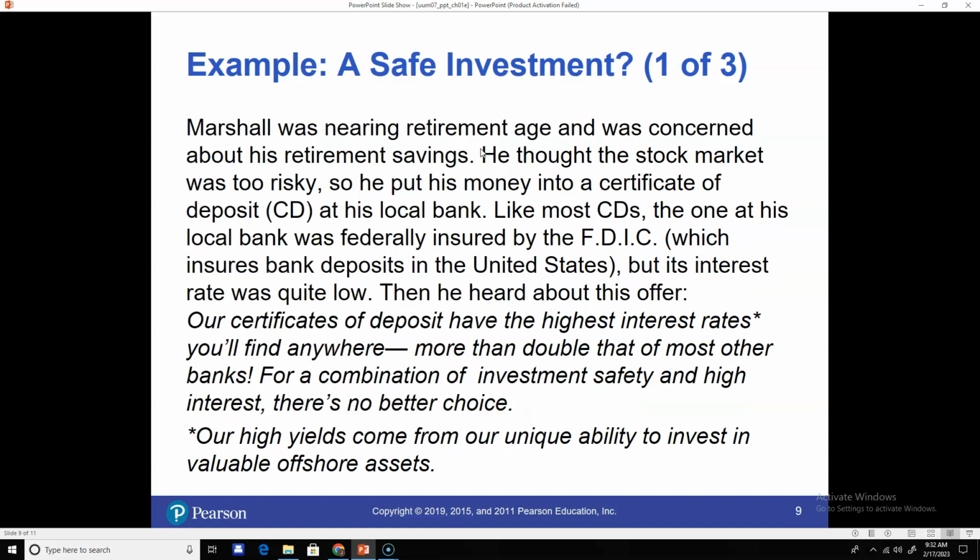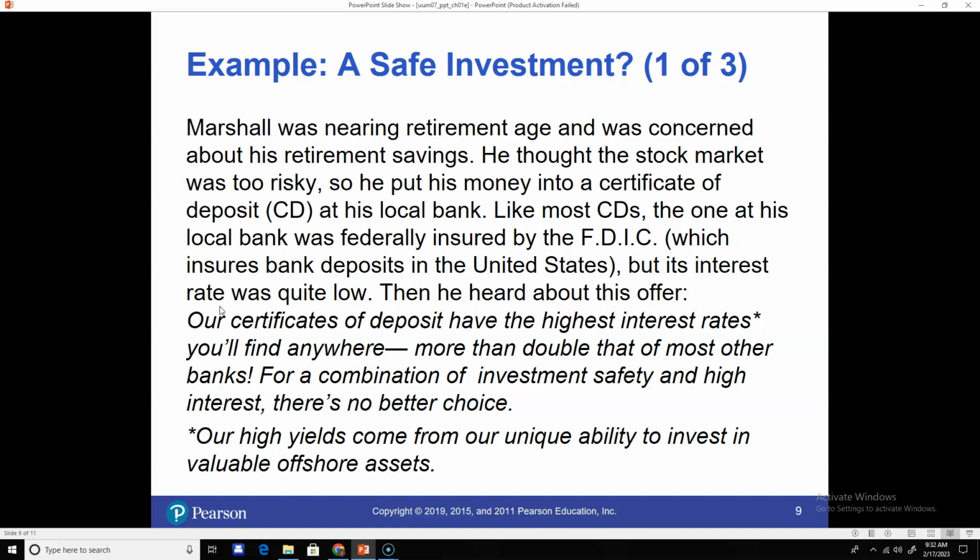One last example, I believe. So, Marshall was nearing retirement age and was concerned about his retirement savings. He thought the stock market was too risky, so he put his money into a CD at his local bank. Like most CDs, the one at his local bank was federally insured by the FDIC, but its interest rate was low. Then he heard about this offer.